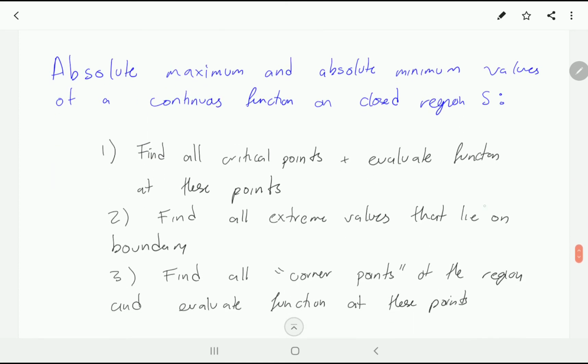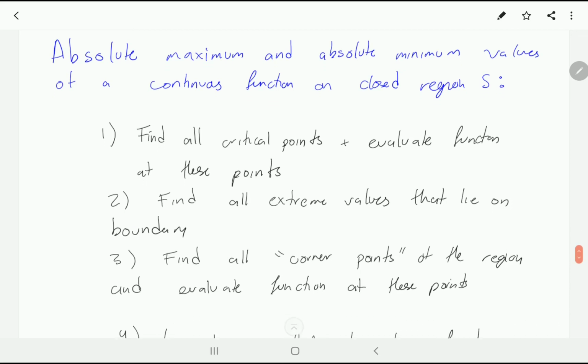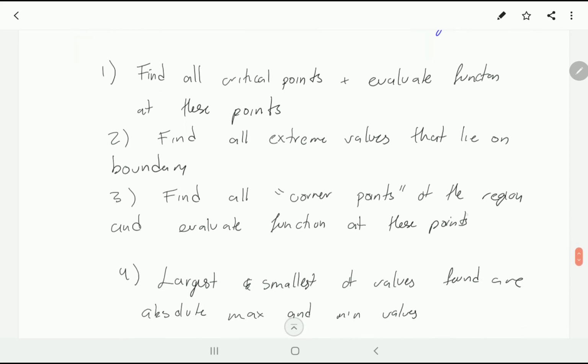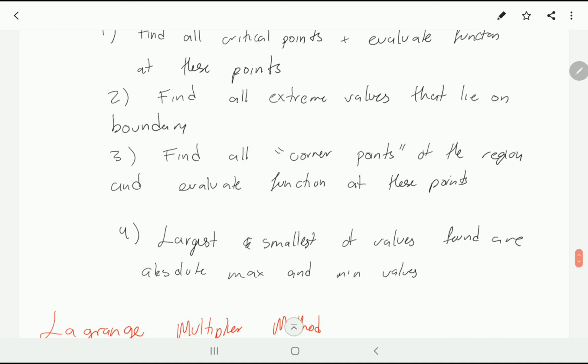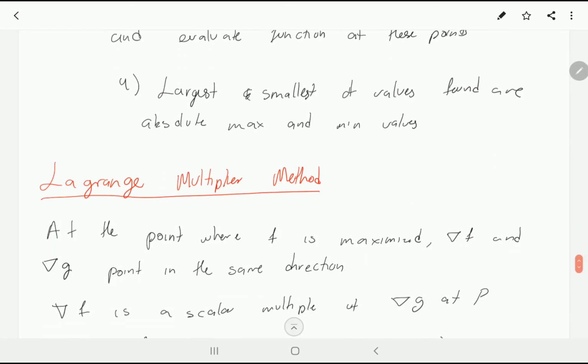Here are some steps for finding absolute maxes and mins of continuous functions: finding critical points and evaluating them, finding all extreme values on the boundaries, corner points as well, and evaluating each of these points to find the largest and the smallest, which would be the max and min.